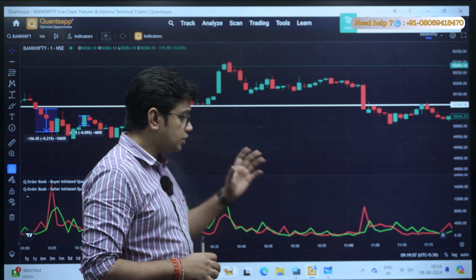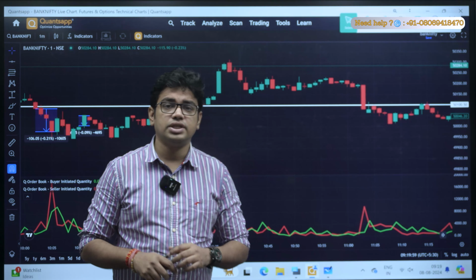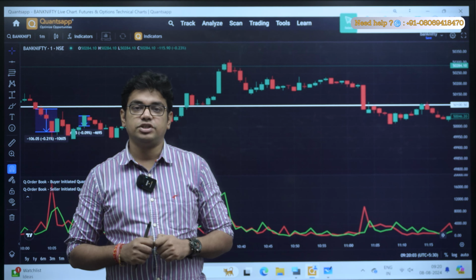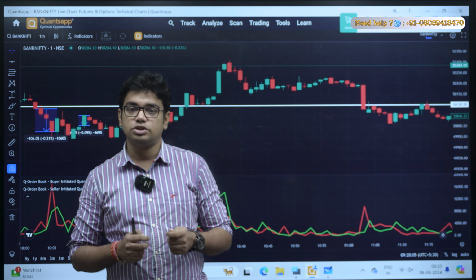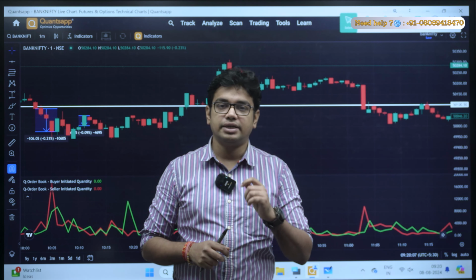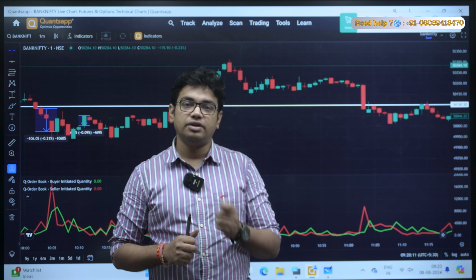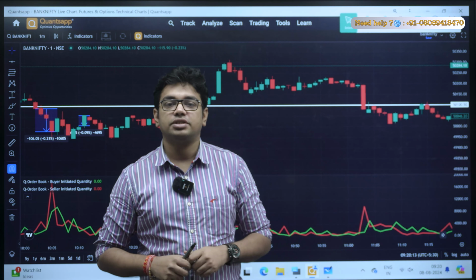So this is how you are going to do the scalping trading using order book data and using the Bank Nifty chart. You can do it in stocks also, but in stocks there is an issue of liquidity. So most of the traders go with Nifty and Bank Nifty. So this is about scalping trading.